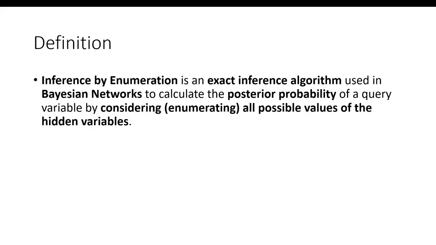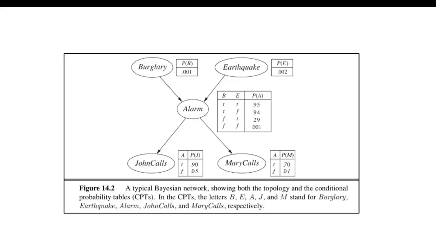Coming to the first method, inference by enumeration. This is an algorithm which is used for calculating the posterior probability. The only thing we have to understand is that we will be enumerating all the hidden variables. Enumerating the hidden variables in the sense that all possible combinations for the hidden variables will be considered over here.